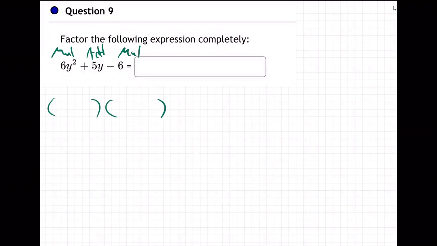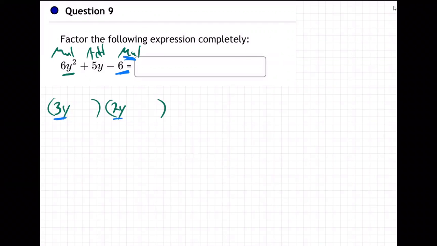We have to put numbers in the front that multiply to be 6y squared. So that'd be 3y times 2y. Okay, now numbers in the back have to multiply to be 6. Don't worry about the pluses and minuses at first. We'll do that later. Too much to worry about at once. So what multiplies to be the 6?